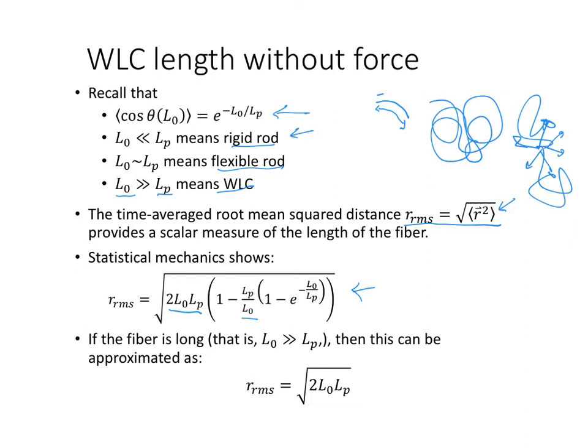You can also see, and this is true at all L naught, that at very short L naught, R RMS goes to L naught. That's at L naught much less than LP. And it can also be shown that at L naught much greater than LP, the root mean square is approximately just, so that all of this stuff becomes 1, the square root of 2 times L naught times LP.